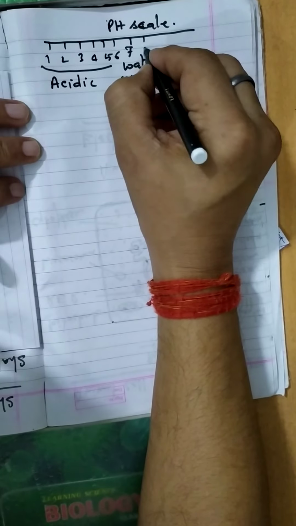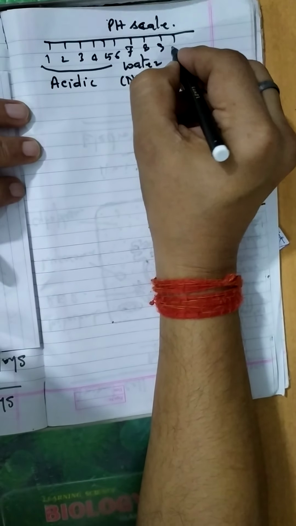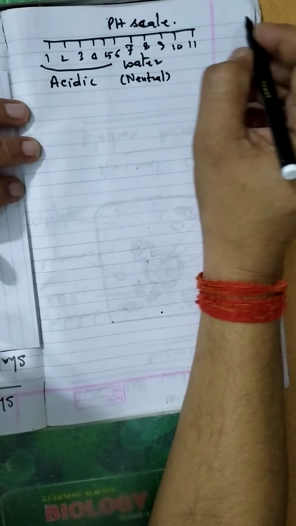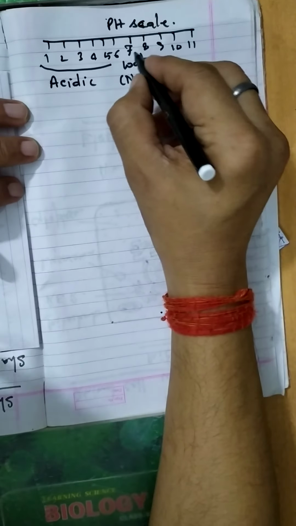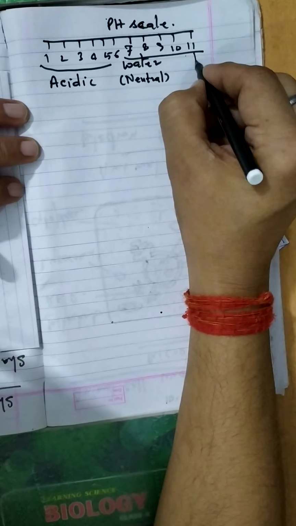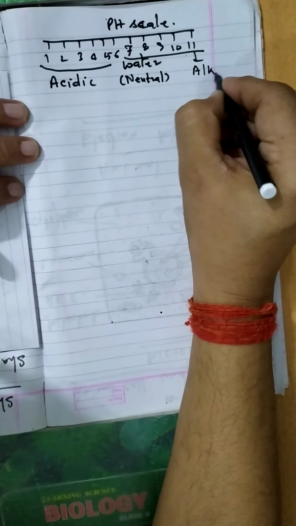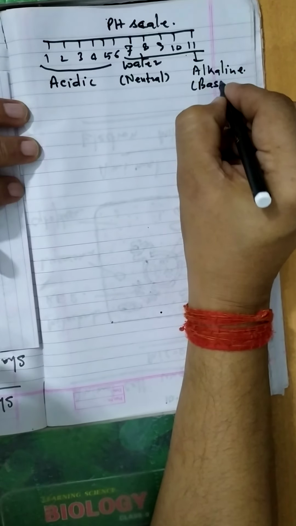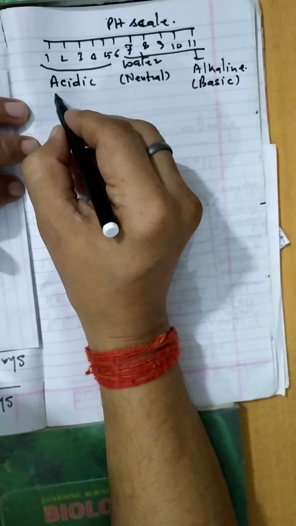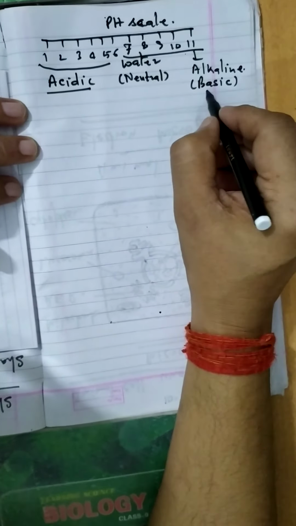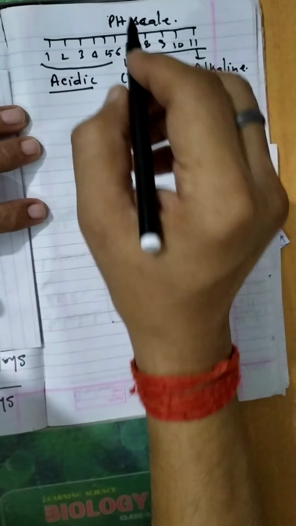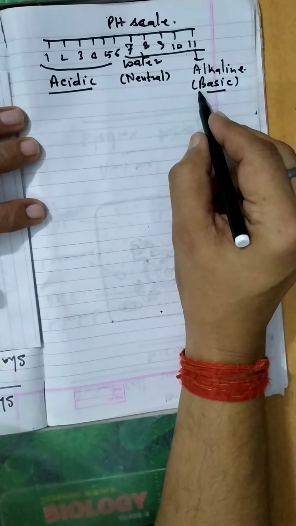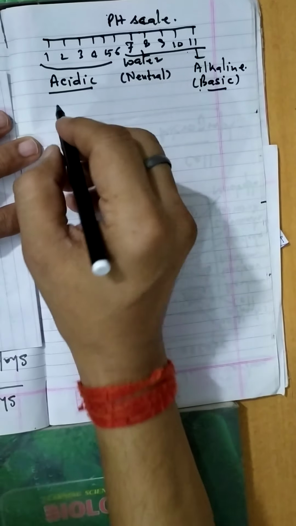Above 7, 8, 9, 10, 11, etc., these are all alkaline or basic in nature. Here it is acid and here it is base. So the pH of blood is 7.4. So it is alkaline or basic in nature.